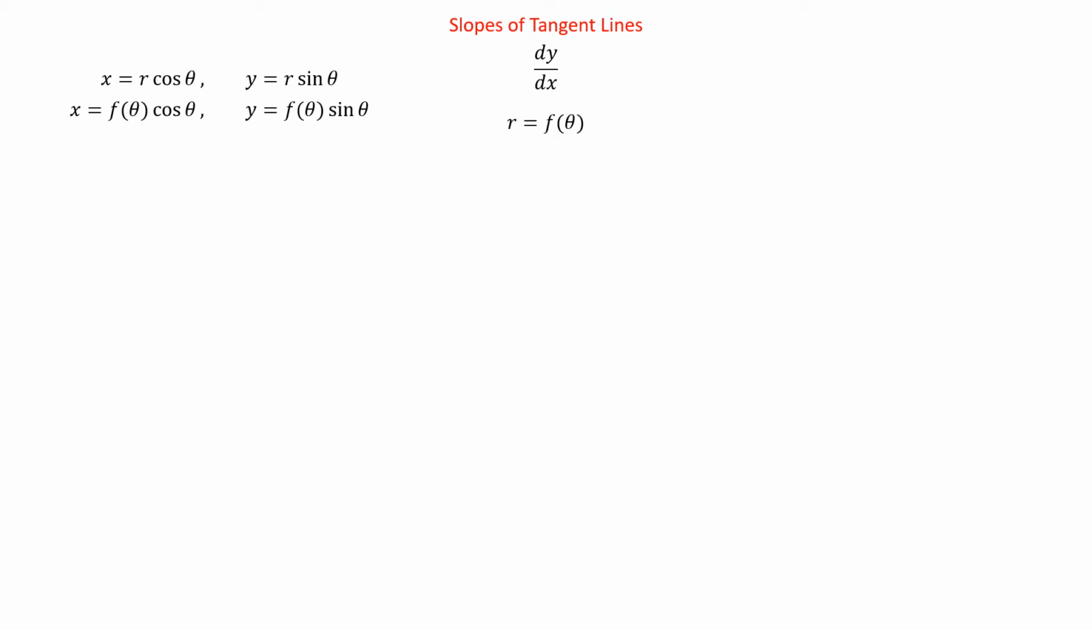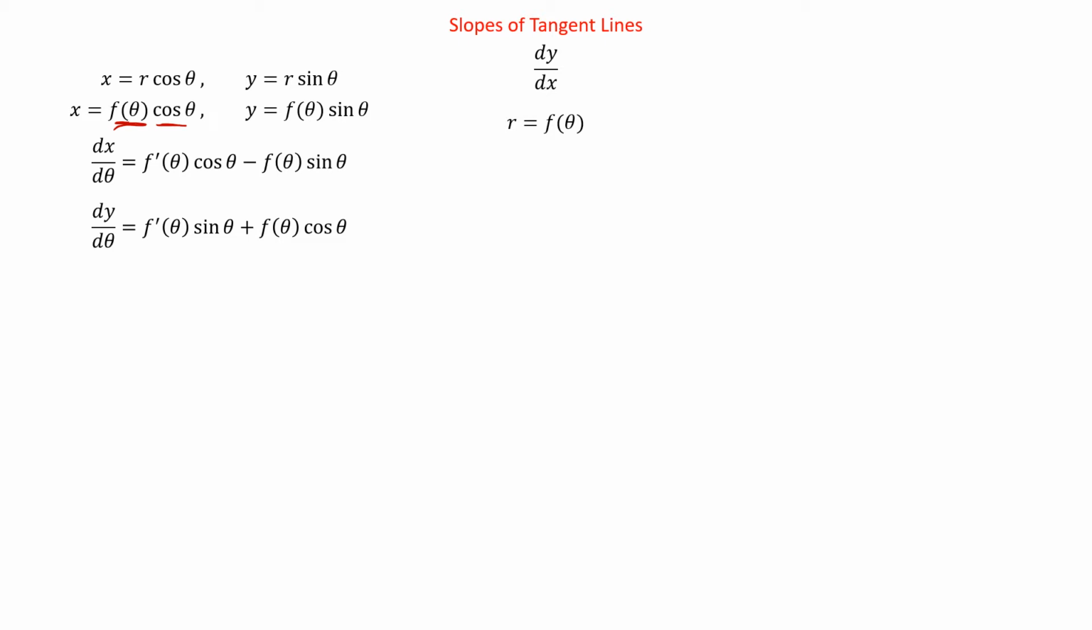To do this, we do need to use product rule because we have two different pieces. So to get dx over d theta, we'll have the derivative of f of theta, which is the derivative of whatever r is. So we'll have f prime of theta times cosine theta plus f of theta times the derivative of cosine, which is negative sine, which would give us minus f of theta sine theta. And then dy is going to be f prime of theta sine theta plus f of theta times the derivative of sine, which is just cosine.